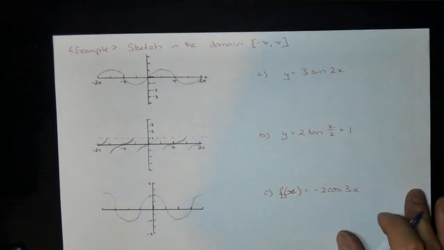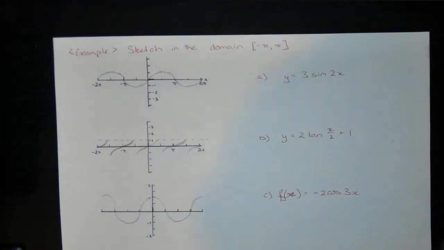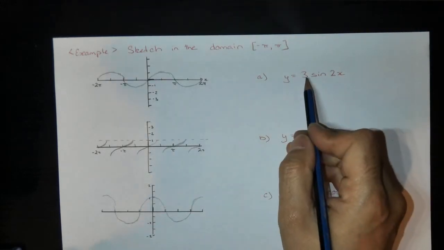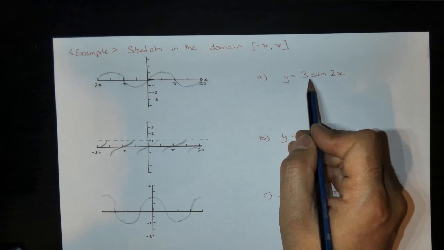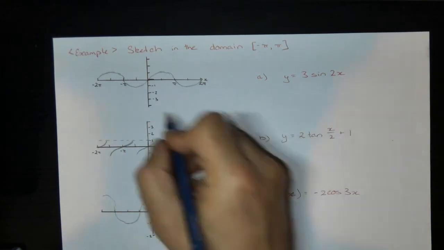We want to sketch in the domain of negative pi to pi, so from here to here. Okay, so what I have done is I've drawn the normal sketch of y equals, for this example, sine of x. If I apply the amplitude first, it goes from negative 1 to 1, now to negative 3 to 3.